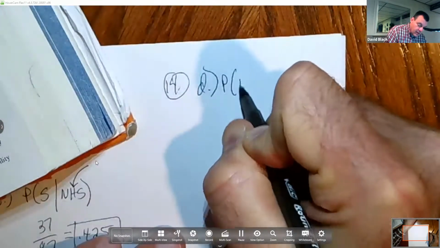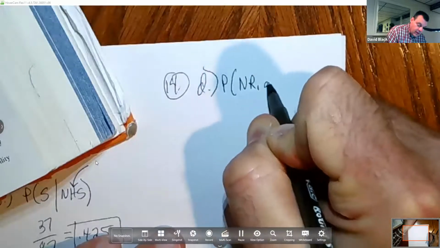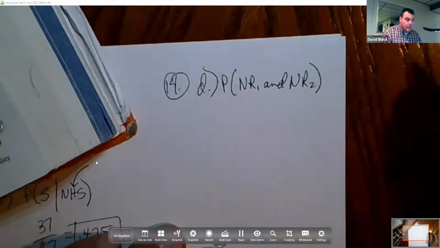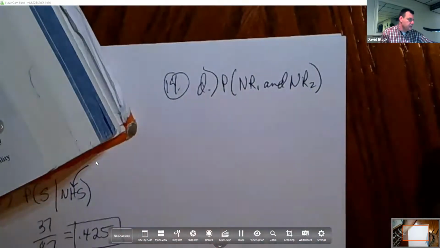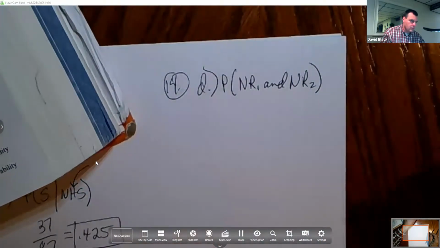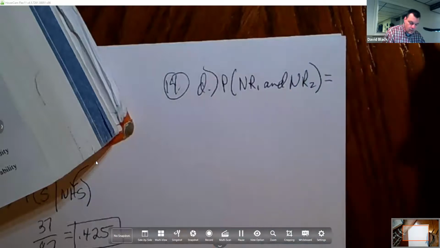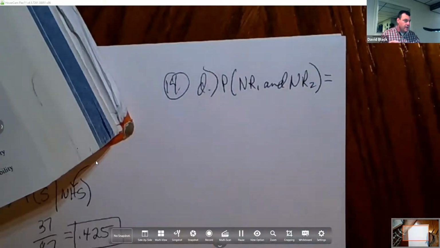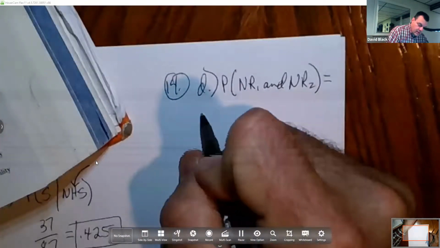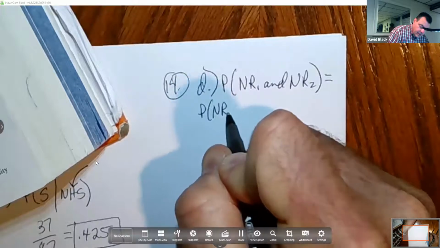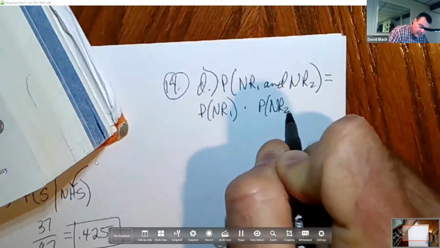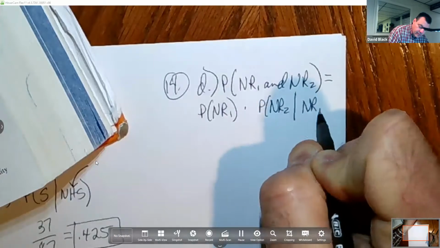So it'd be like this: probability that the first one is not alcohol related and the second is not alcohol related. I don't know why I put NR, but I did. Okay, now that I've established it as an and problem, let's apply the and formula. So that'd be the probability of the first times the probability of the second, given that the first occurred.